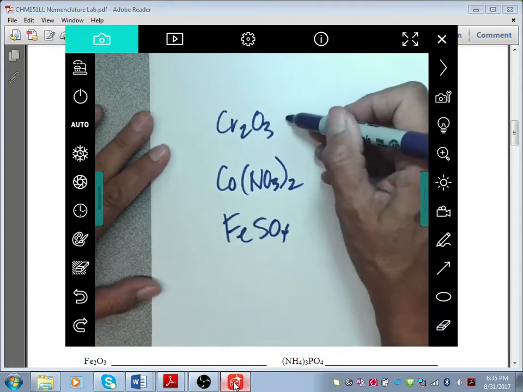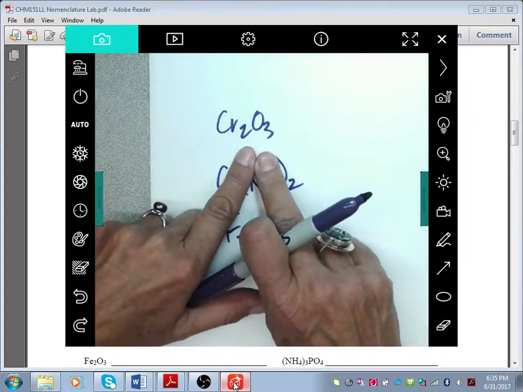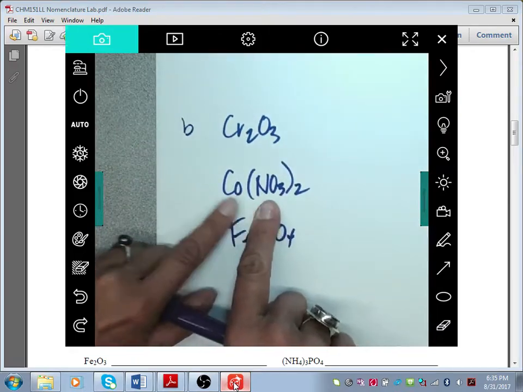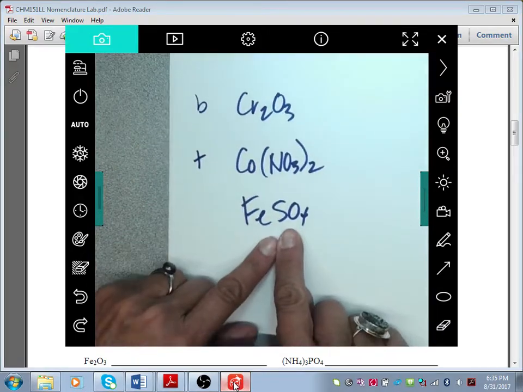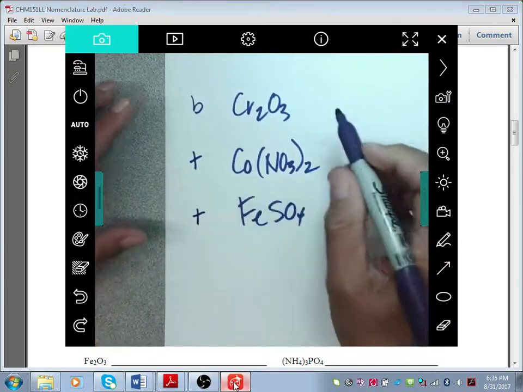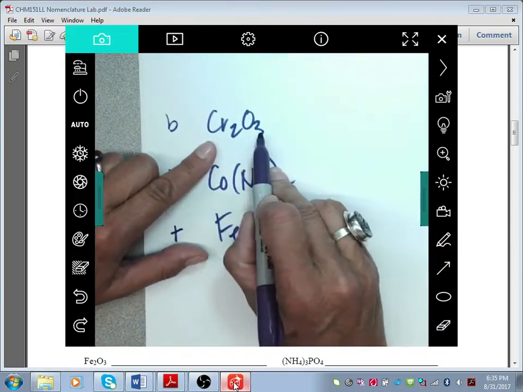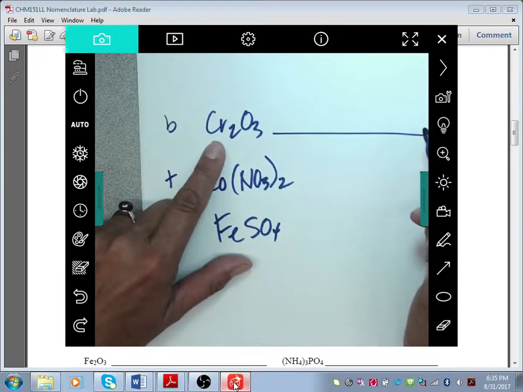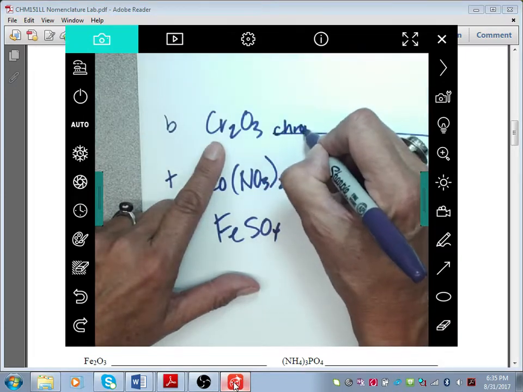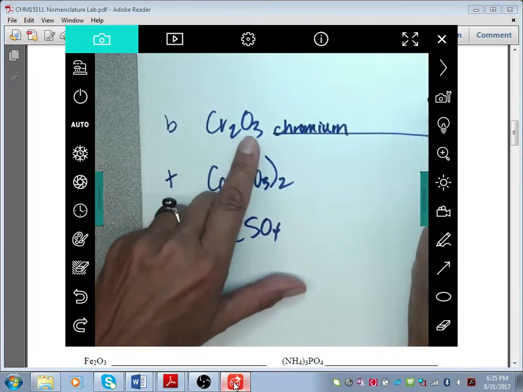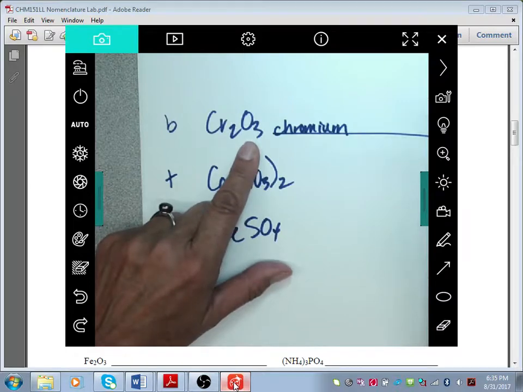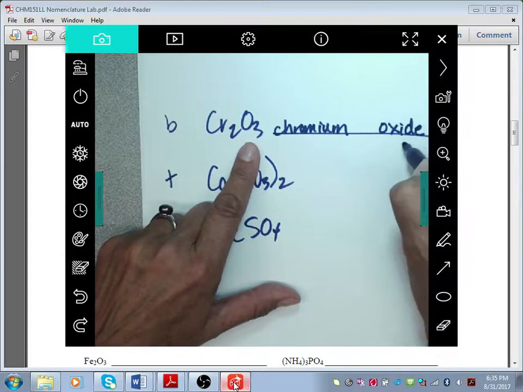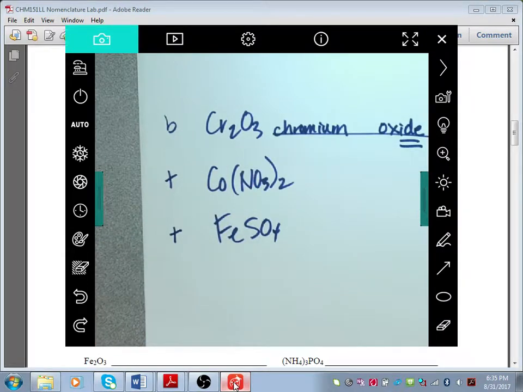So is this first one a binary or a ternary compound? It's a binary compound, right? What about this one? Ternary. And what about this one? Ternary. Okay. So we have to name this first before we apply the Roman numerals. What's Cr? Chromium. And since it's a binary compound, we change the name of oxygen to what? Oxide, right? We have to add the IDE suffix to signify that it is a binary compound.